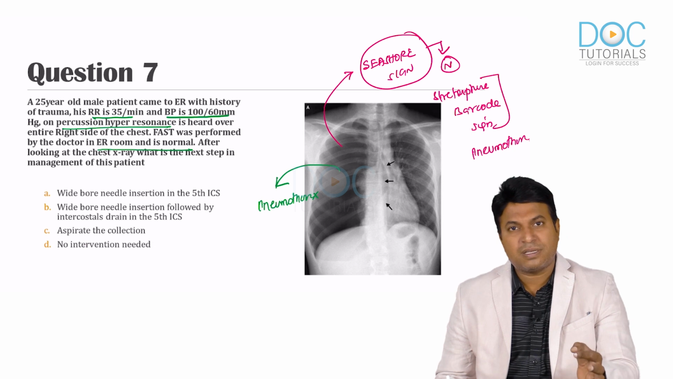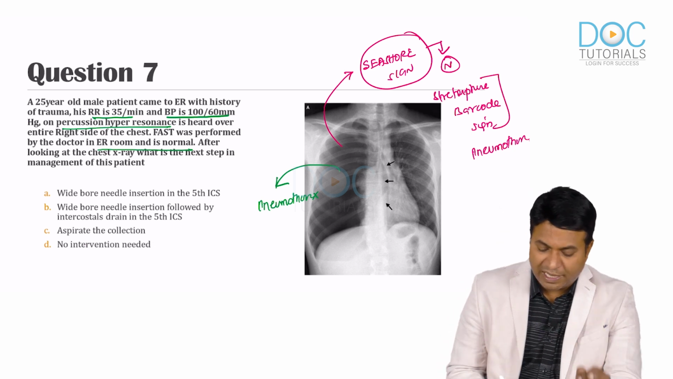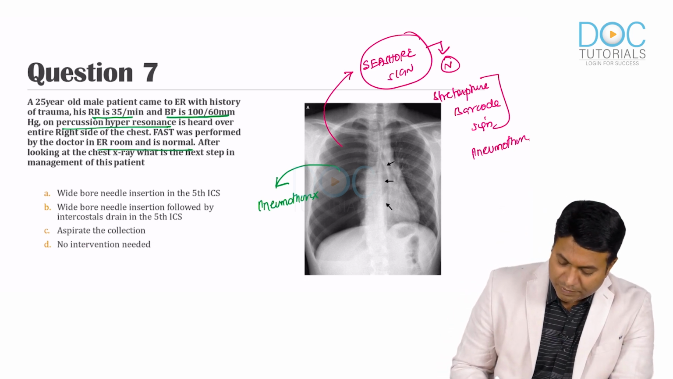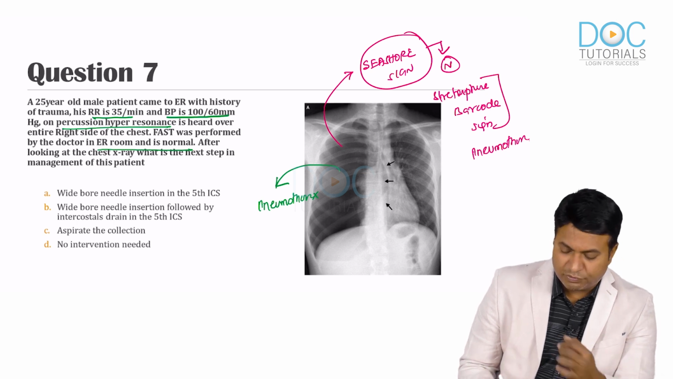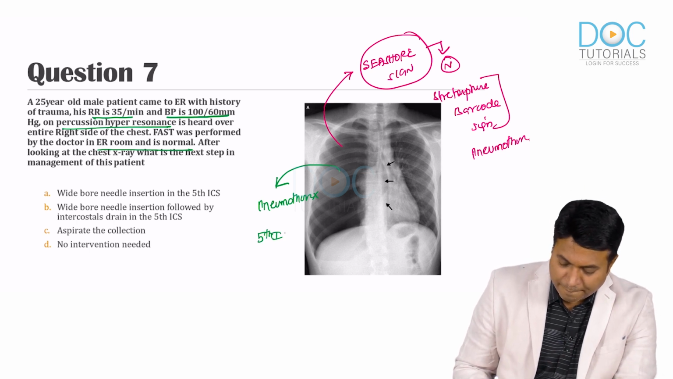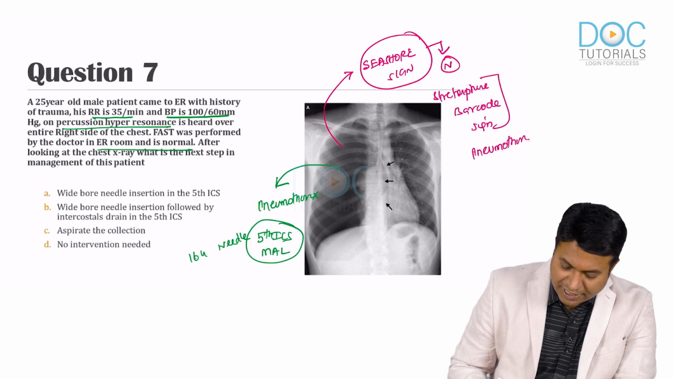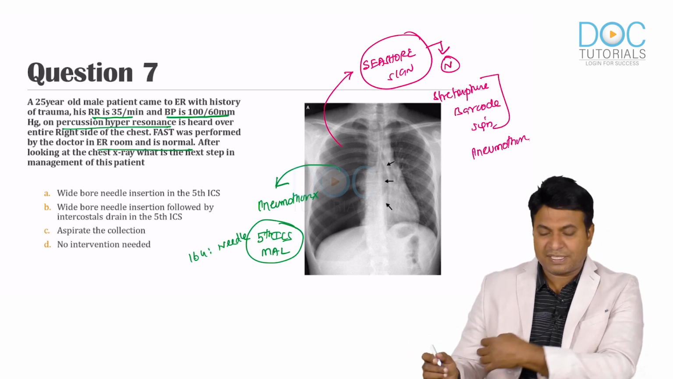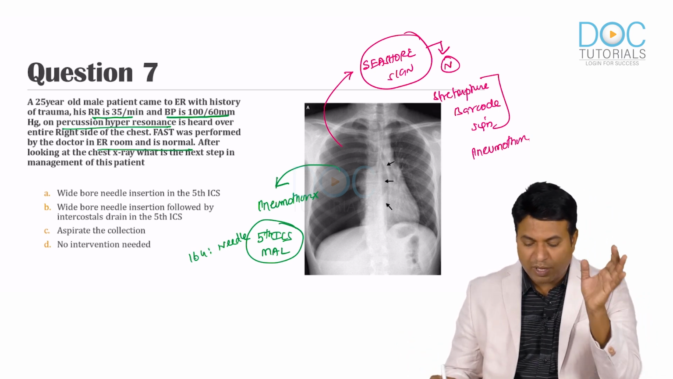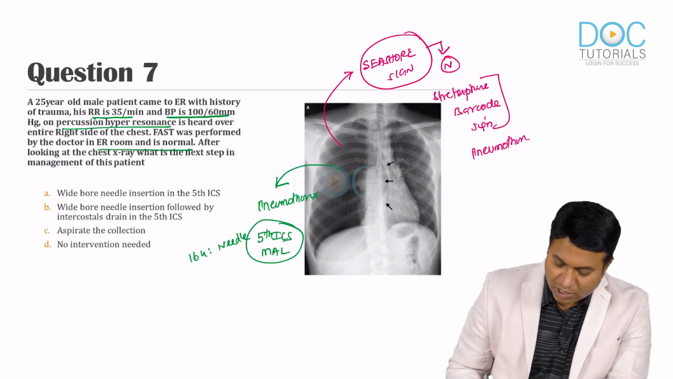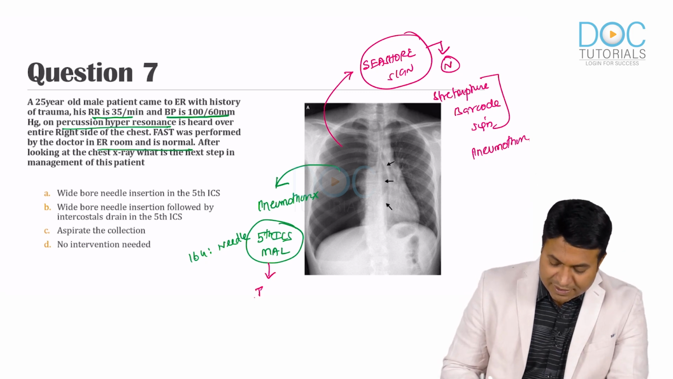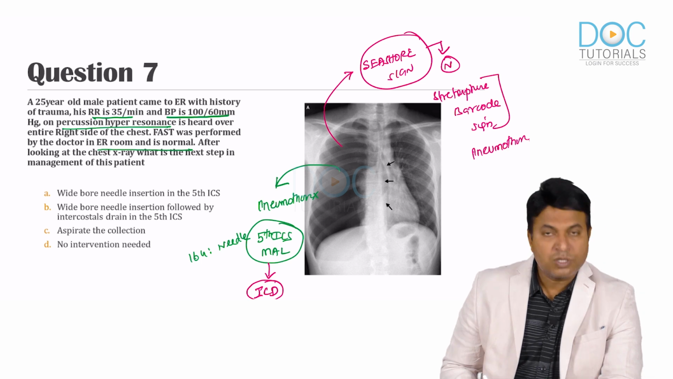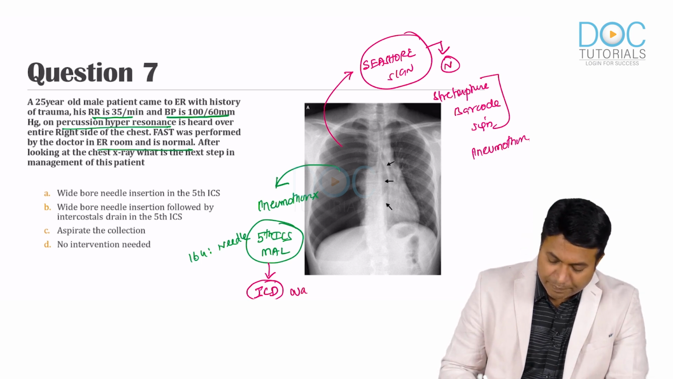When the history is typical and the findings are typical, you should immediately put a wide bore needle in the 5th intercostal space in the mid axillary line. Usually a 16 gauge needle is inserted first. That is an emergency procedure. We should immediately plan for ICD. We should call the surgeon to come and put an ICD as early as possible, with an underwater drain.